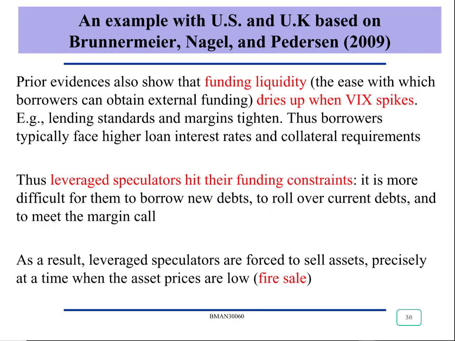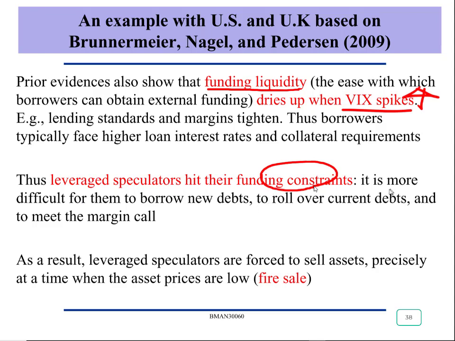In fact, prior empirical evidence says that funding liquidity, in other words, how easily you can borrow external funding, dries up when VIX spikes. So when VIX spikes, you will get margin call from your lender. So funding liquidity will dry up. Typically, lending standards and margin will be tightened. So you have to pay more collateral during this difficult period. Thus, the leveraged speculators hit their funding constraint. They are getting margin call. They need to set up more collateral. They need to pay back their borrowing.